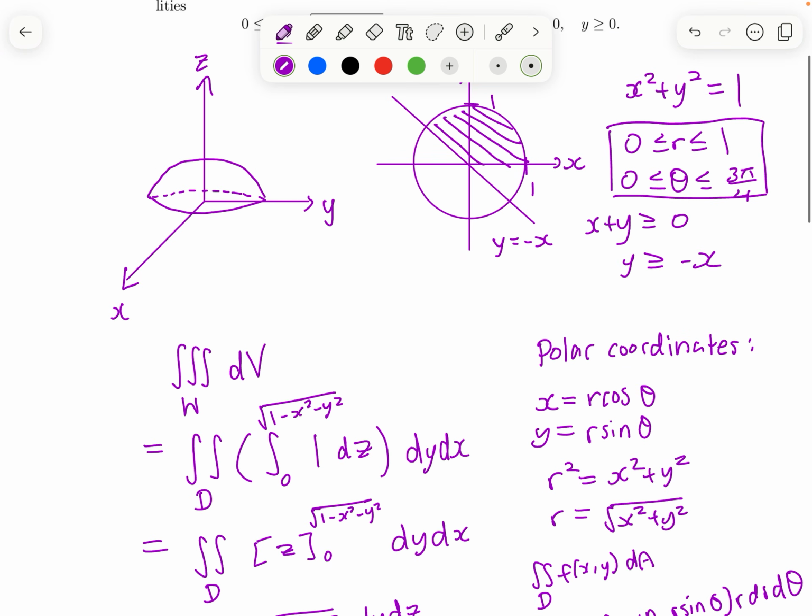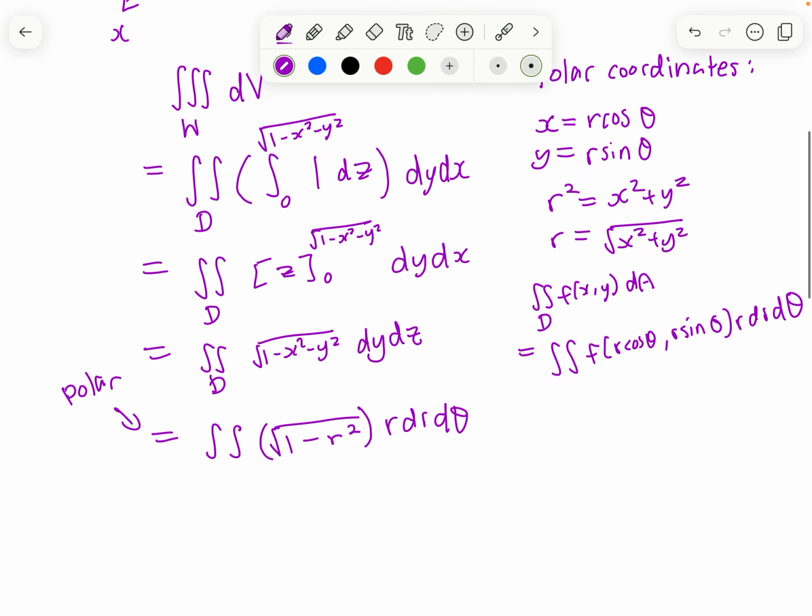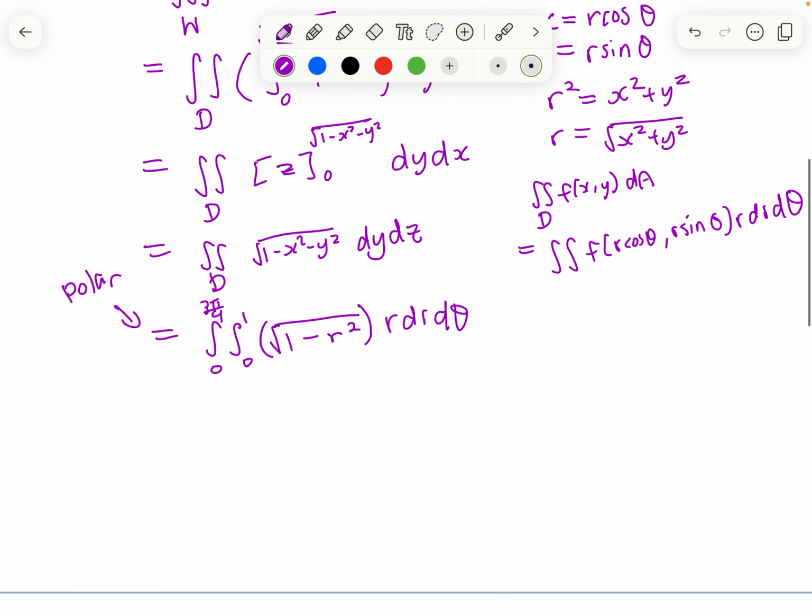And so now, if I were to put this back into the equation, I know that r, since we're doing dr first, is from 0 to 1, and theta is between 0 and 3 pi over 4. And from there, we can easily solve this double integral, just like what we've done before. With this one, we can use substitution.